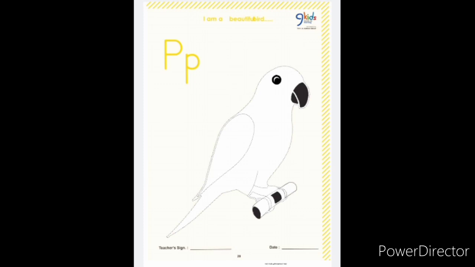Now I will give you one practice worksheet. This is your practice worksheet. Which picture is this, children? A parrot. P for parrot. So you have to join the dots of this picture with crayon and color it very nicely with green color. You can do this practice work in your English class workbook on page number 20.